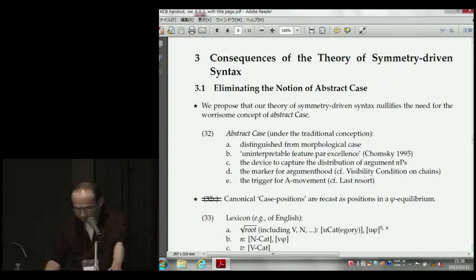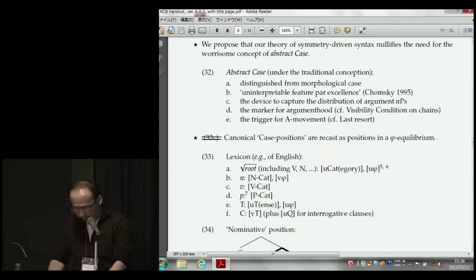A number of properties have been attributed to this technical concept of abstract case. They are summarized as in 32. Abstract case under the traditional conception is distinguished from morphological case, is uninterpretable features par excellence, according to Chomsky 95, is a device to capture the distribution of argument little n P's, is a marker for argument chains as captured by the traditional visibility condition on chains, and is a trigger for A movement, that is, last resort.